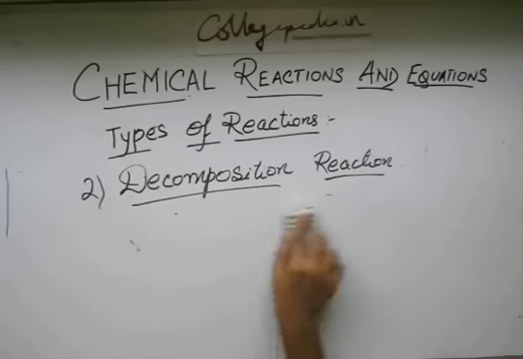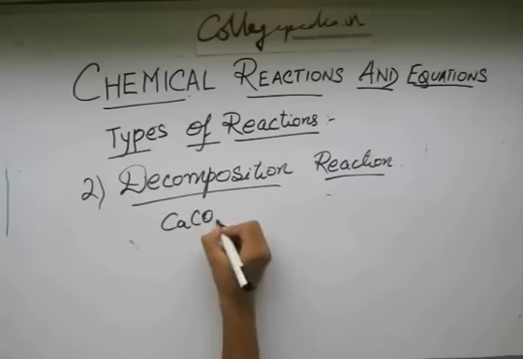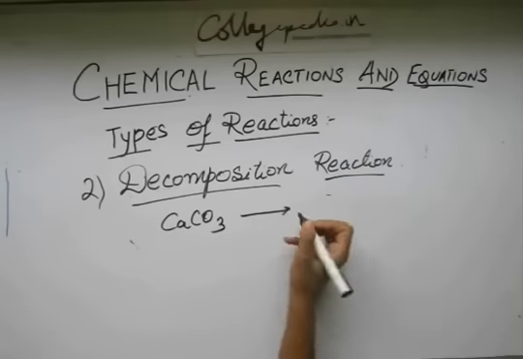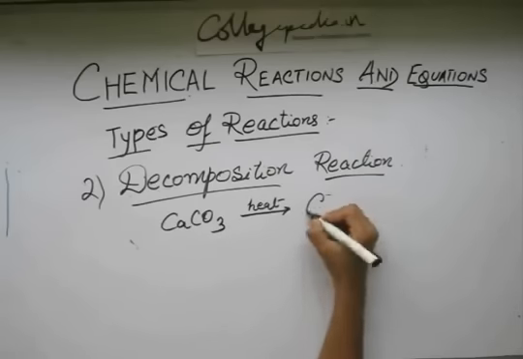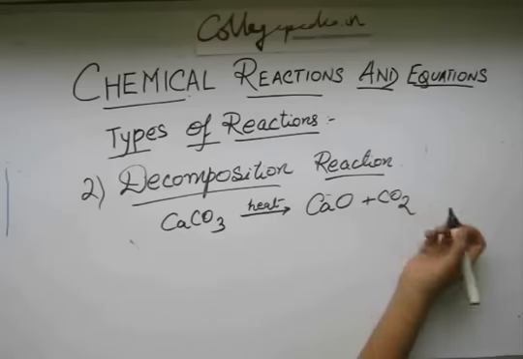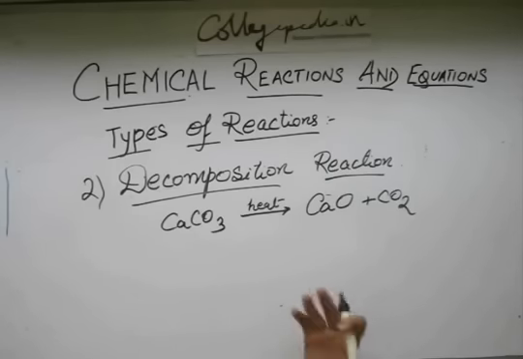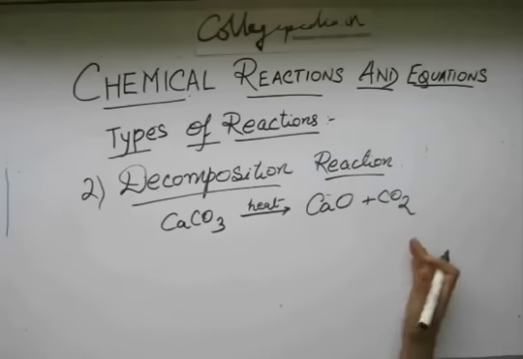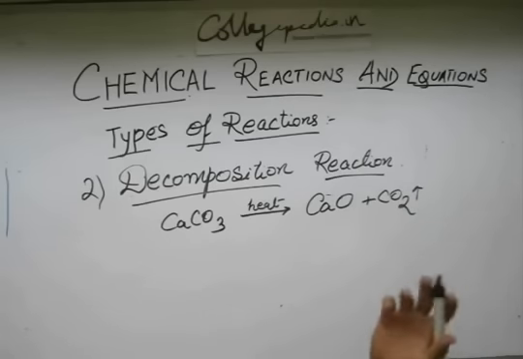So a very good example of this is your calcium carbonate. If you supply heat to calcium carbonate, you'll see that it will break down into calcium oxide and carbon dioxide, and this is balanced already. So this calcium carbonate, you just heat it a little bit, it will quickly decompose into this, and this will go out, just evolve.